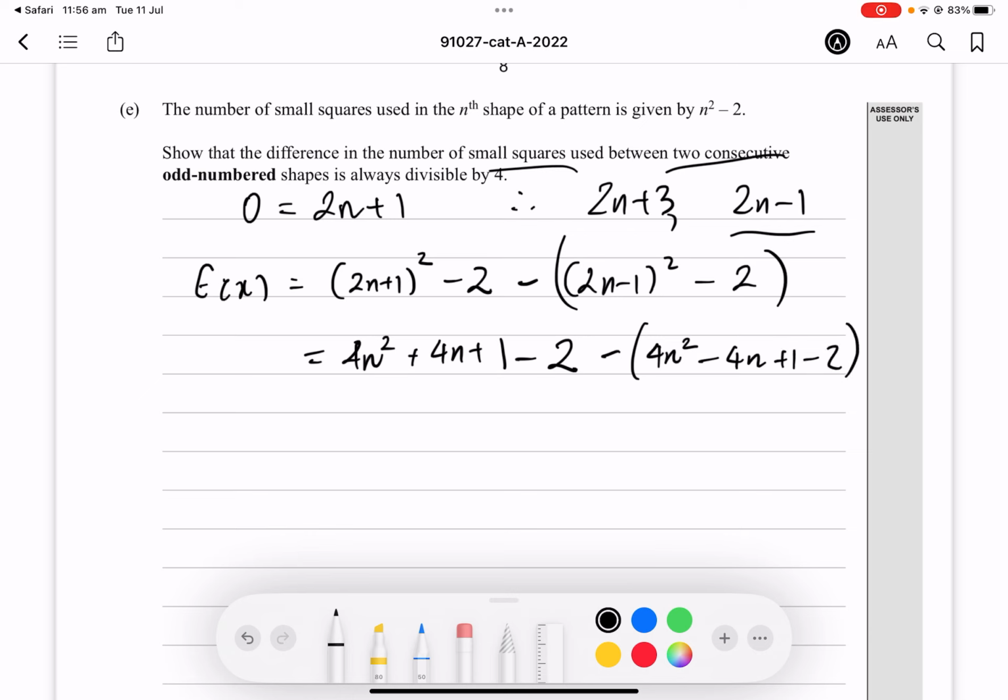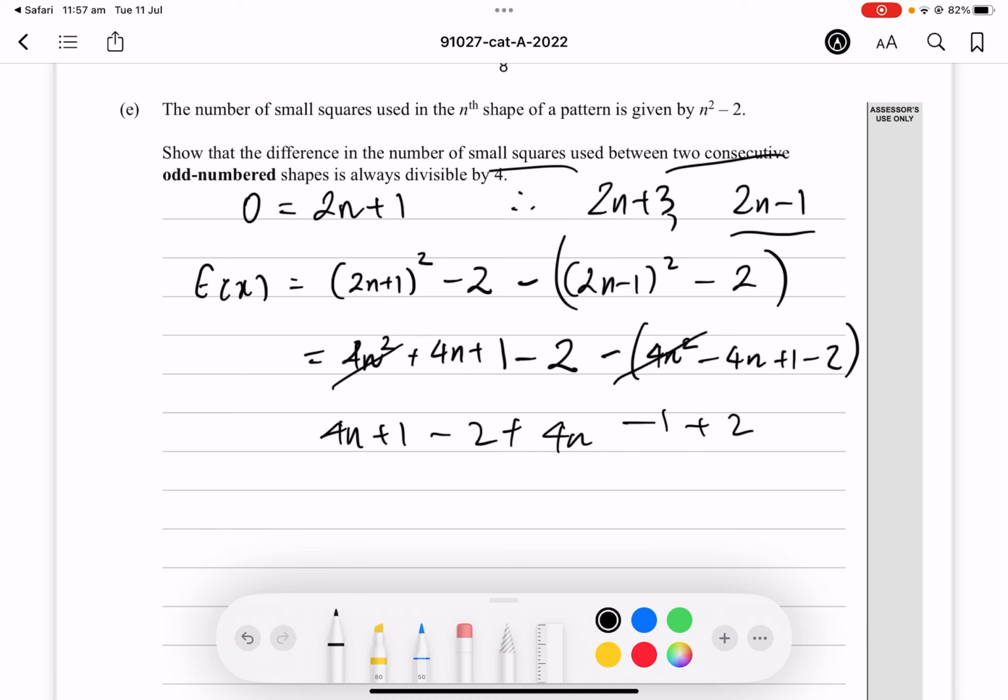So in this case, we will have 4n squared minus 4n squared. That's going to cancel each other out. We're going to have 4n minus negative 4n. So that will be 4n plus 1 minus 2, minus 2 and 4n plus 1 minus 2, plus 4n there. So double negative is a positive, so just apologies for that. So double negative is a positive, so plus 4n minus 1 plus 2.